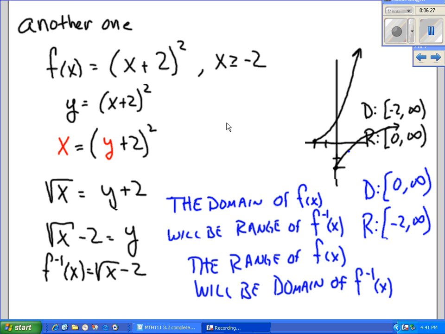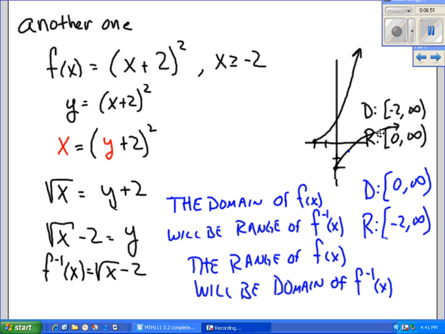Okay, this is the one that wasn't quite so bad. Probably should have done that first. So f of x is (x + 2) all squared. We've got the restricted domain, so we're only looking at half of the parabola. I've got it cut off at the vertex here. Change the x to y, the y to x. Square root both sides. Again, only want the positive square root because I only want half of the function. Subtract the 2, and there's my inverse function.